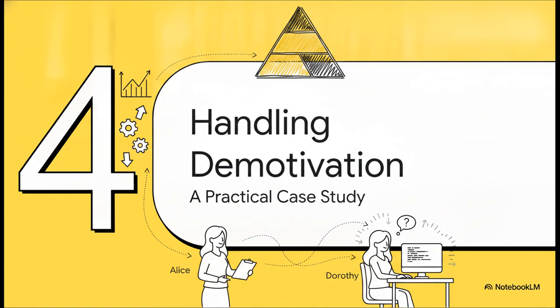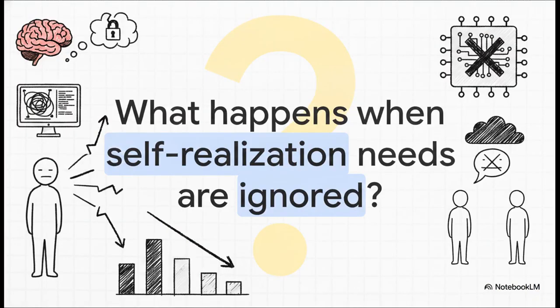Let's move to Section 4, Handling Developer Demotivation. So, what actually happens when those top-tier self-realization needs are completely ignored? Let's look at a really great case study from the textbook involving a manager named Alice and a developer named Dorothy. In this scenario, Dorothy is a highly competent hardware expert, but the project pivoted and now she's stuck doing tedious support work, writing very basic C code. Because there is zero intellectual challenge for her right now, her motivation has just absolutely plummeted.